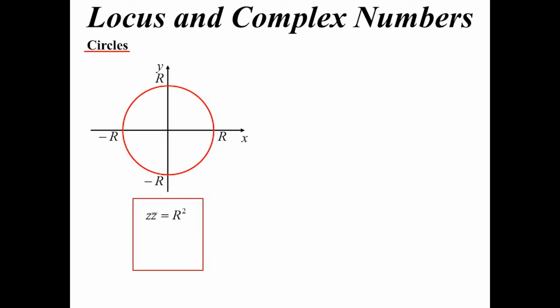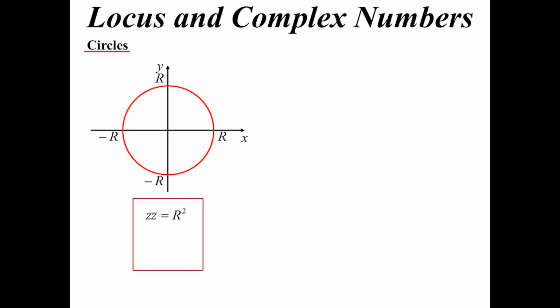Locus and complex numbers. So we saw a little bit of this earlier. Circles, and you may recall, we said it was z times z conjugate is equal to the radius squared, because remember, z times z conjugate is x squared plus y squared. But now we could write it a different way, a much neater way.